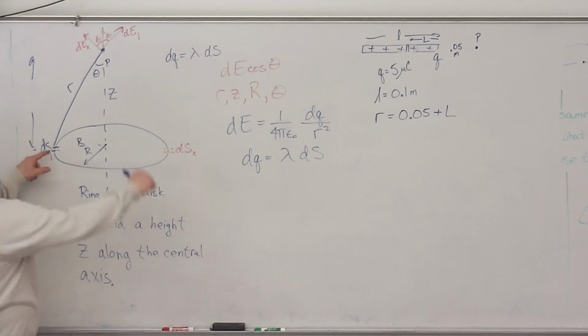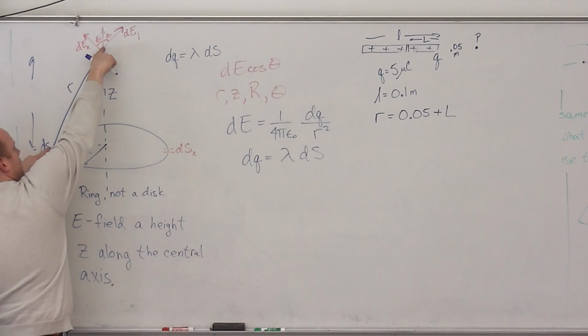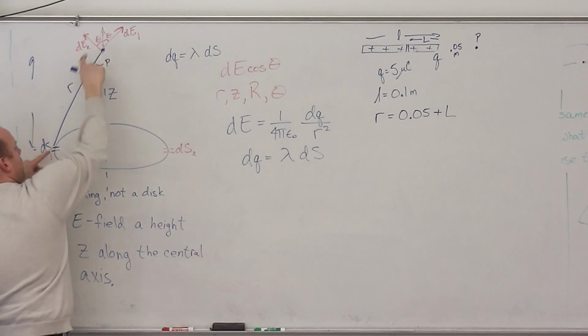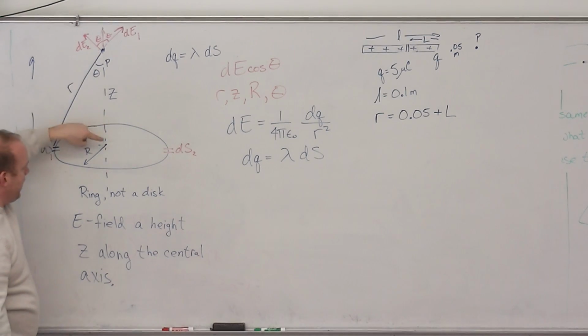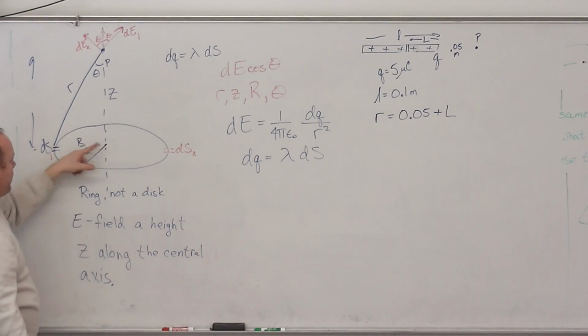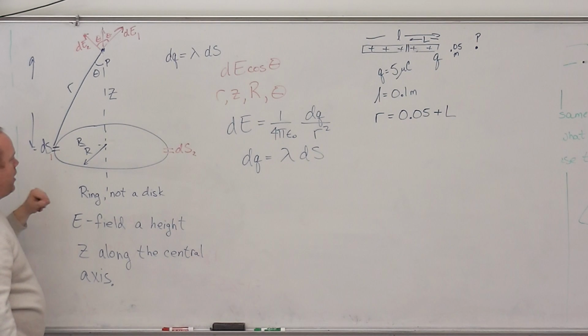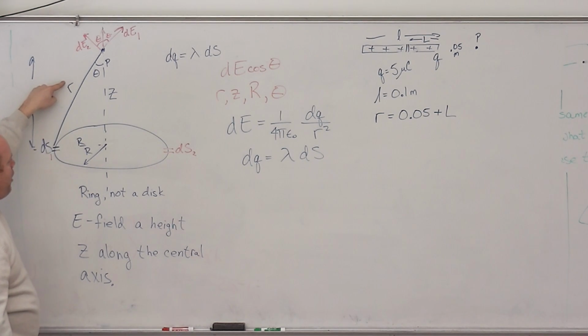Now, here's the thing. This length r. Most of the time we're not given this. We're given the height above the ring, and we're given the radius of the ring. So instead of calling it in terms of little r, we're going to put it in terms of big R and z.